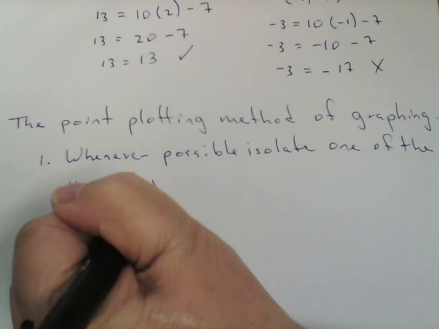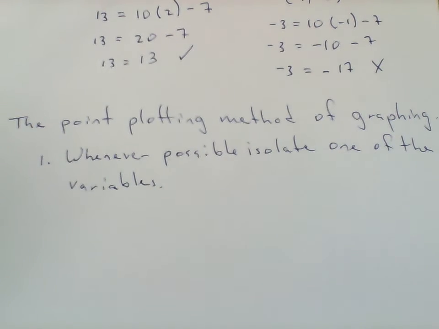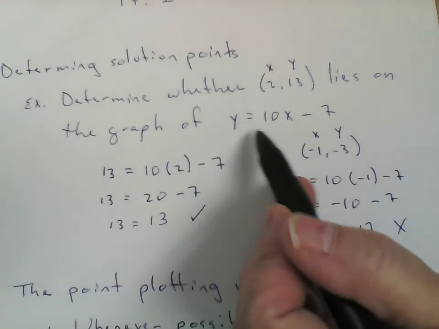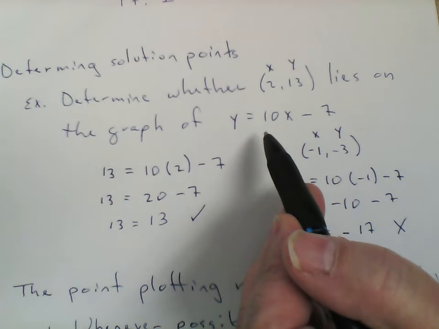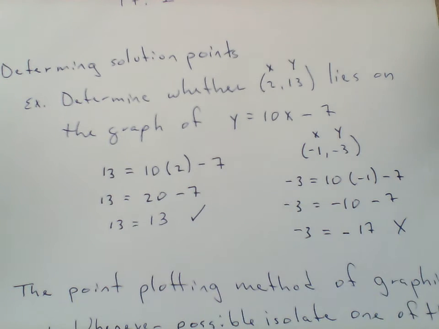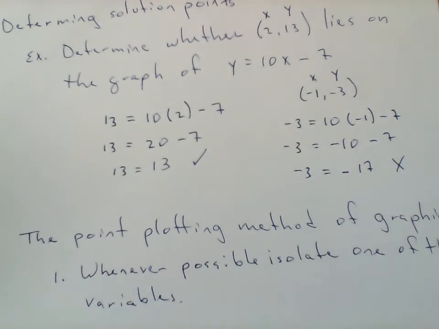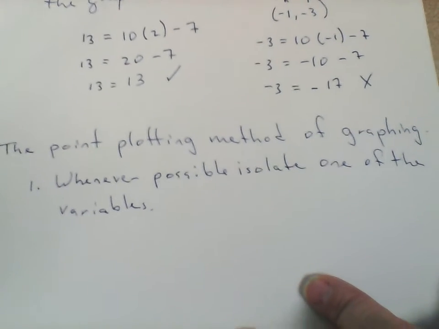What does that mean? It means get X or Y to one side, depending on what your variables are. I'm assuming they're X or Y. Get them by themselves. Right here in this equation, Y is a variable that is isolated, right? We're solving for Y. We could have made it X equals something, but when we isolate one of the variables, it makes it so much easier for us to plot points.